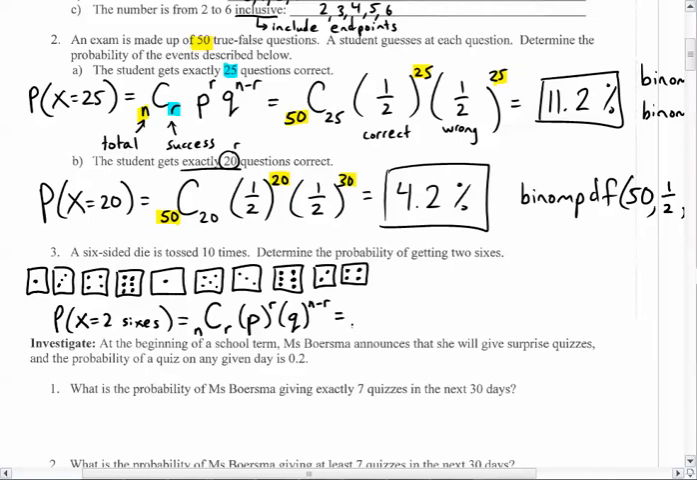So we have 10 rolls, and we want 2 of them to be 6. The chance that we get a 6 is a 1 out of 6 chance. We want that to happen 2 times. 1, 2. But that means that we still have 8 other rolls. 1, 2, 3, 4, 5, 6, 7, 8. So we have 8 other rolls, and the chance of each of those not being a 6 is 5 out of 6.